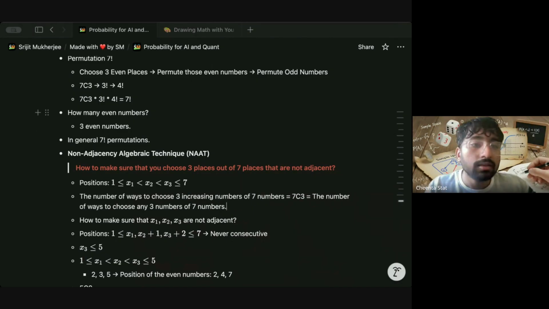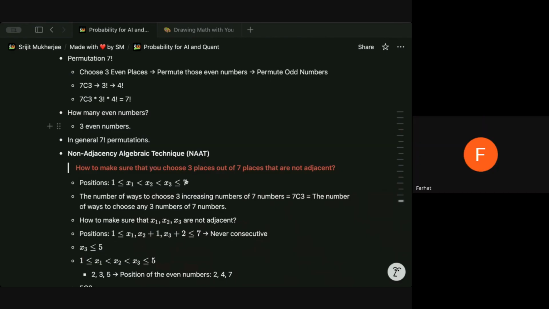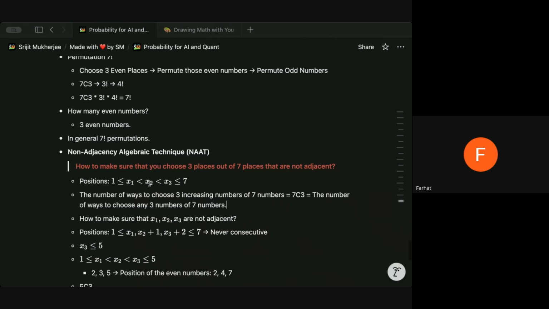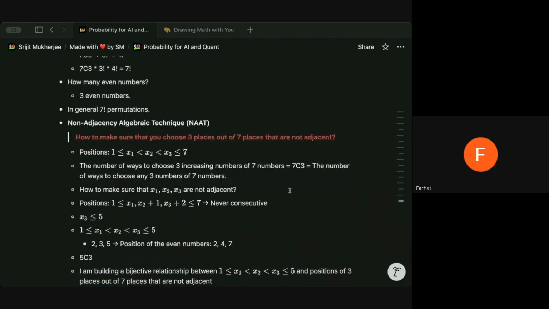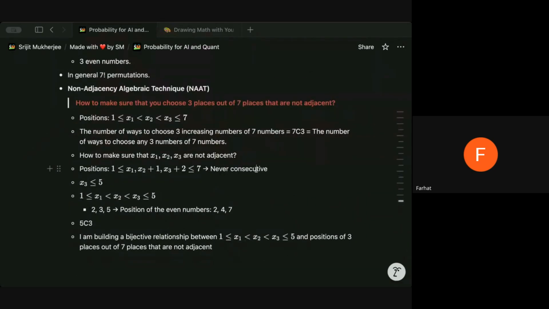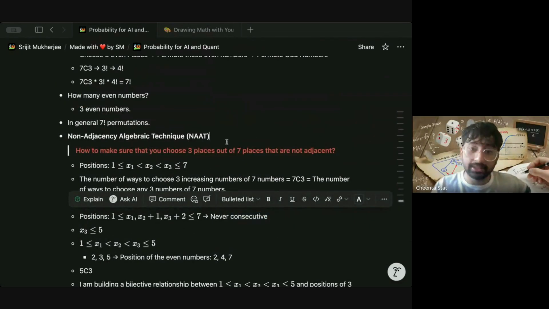Actually, till now I have seen these problems by using the stars and bars method, which Sharmi was telling. That was easier for me to understand, but this approach is new. It's new, exactly. That's why I'm calling it a new method, and it's a very important method.